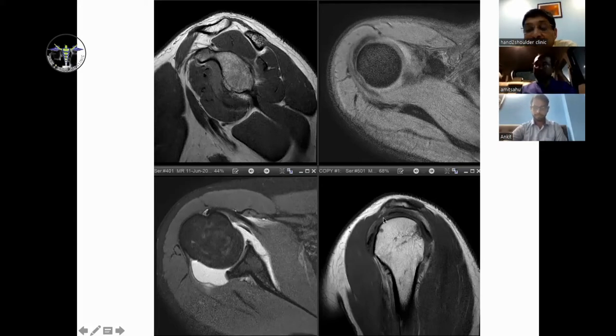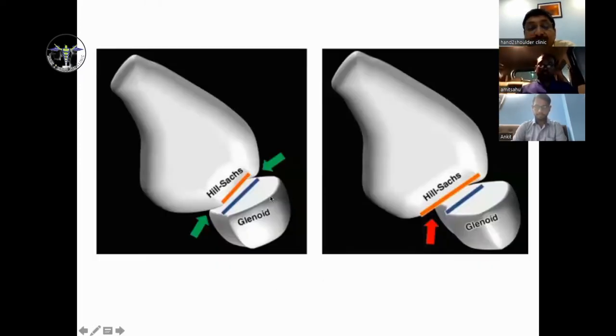So this is also an image where we can talk of the Hill Sachs lesion. Now, just talking of the Hill Sachs and Bankart's presence is not sufficient for you to treat the patient. We have to tell the size of the Hill Sachs lesion, the size of the Bankart lesion, and whether it is an engaging or a non-engaging lesion, right? For that, I'll show you some demonstrations. So this is the glenoid and this is the humeral head. This is the glenoid bone defect and this is the Hill Sachs humeral head defect.